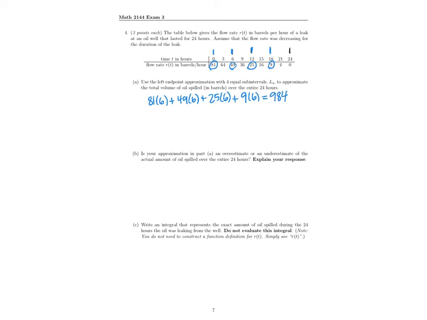Now, what will be the units of this? Well, let's think about what it is we're multiplying here. This 81 here is a rate, and the units of that are barrels per hour. And then what is this 6? Well, that's the length of my time period. And what is time measured in? It's measured in hours. So if I multiply barrels per hour times hours, then the output should be just barrels.